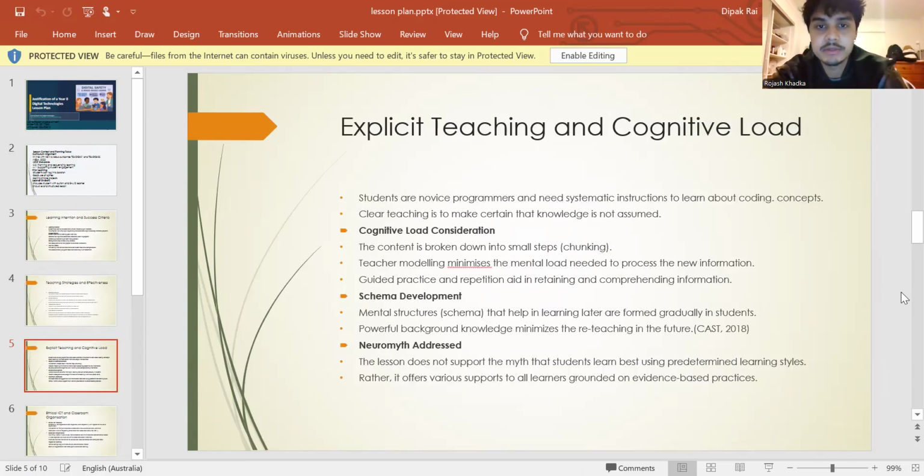Let's move forward to the next slide, which is explicit teaching and cognitive load. So, clear teaching is necessary because students are beginner learners who need to be taught the concepts of abstract programming in a systematic manner. Chunking content and modelling processes are instructional strategies that lessen cognitive load and aid in building mental representations, or schema. This will help ensure early establishment of foundational knowledge, which will facilitate future learning. The lesson also avoids the misconceptions of learning styles by offering several supports to all learners instead of trying to instruct using predetermined preferences.